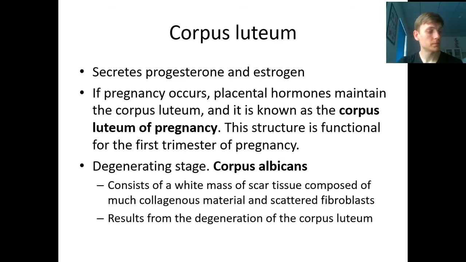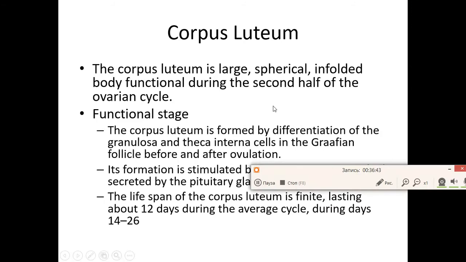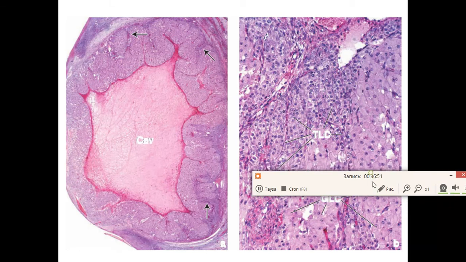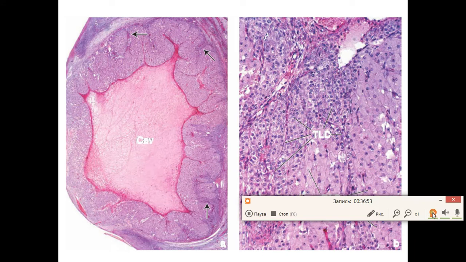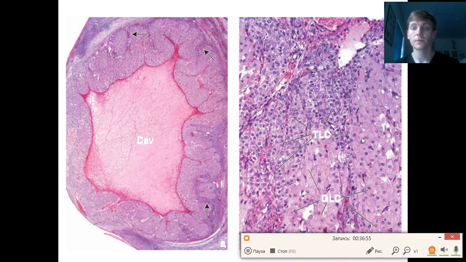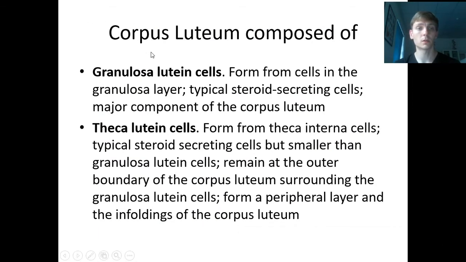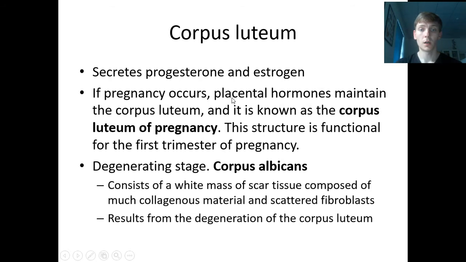Okay, that's it about corpus luteum. So corpus luteum, this is the histological structure. So we discussed it. So now my face just disappeared. So let's continue. Corpus luteum composed of granulosa lutein cells, theca lutein cells, discussed. Corpus luteum of pregnancy, discussed.